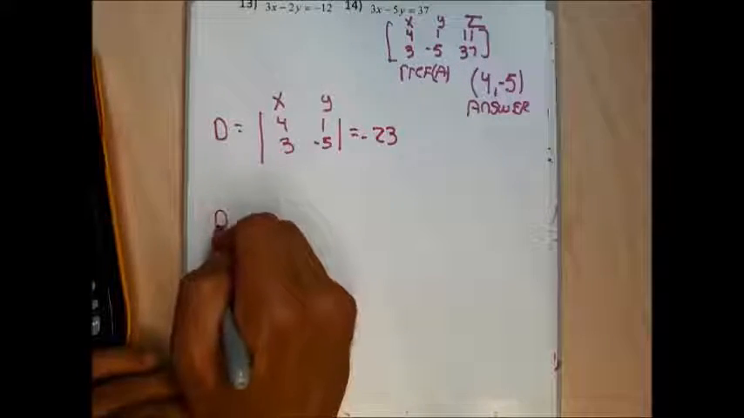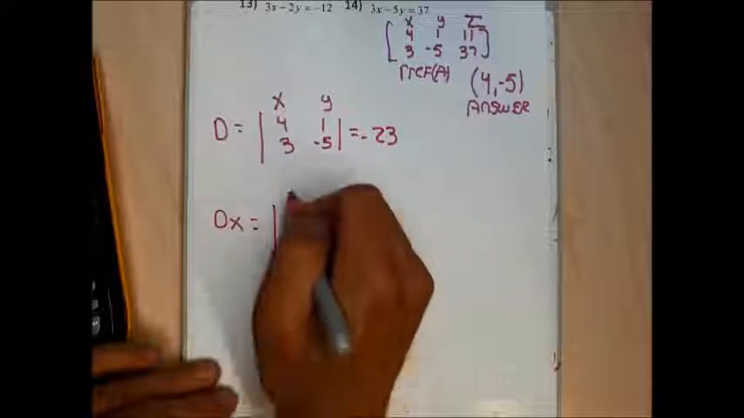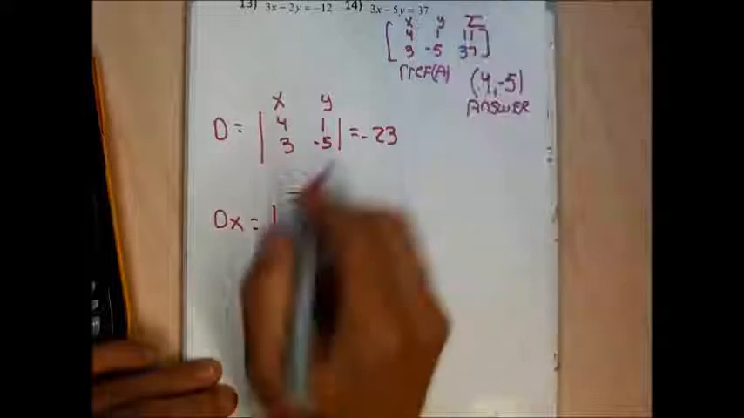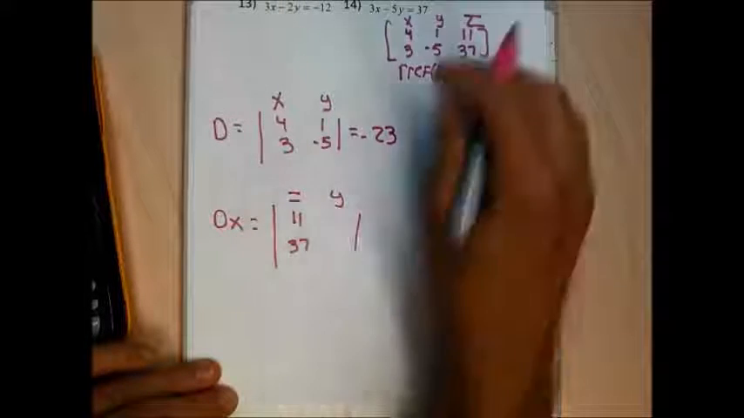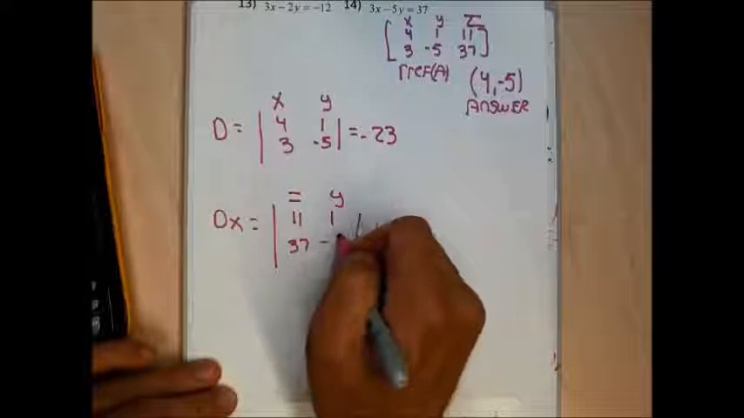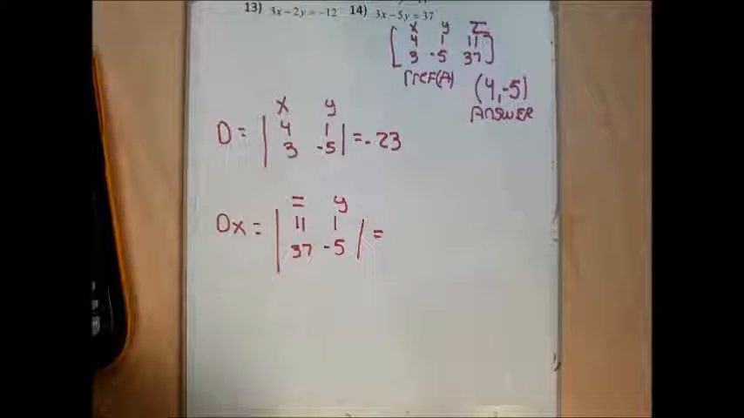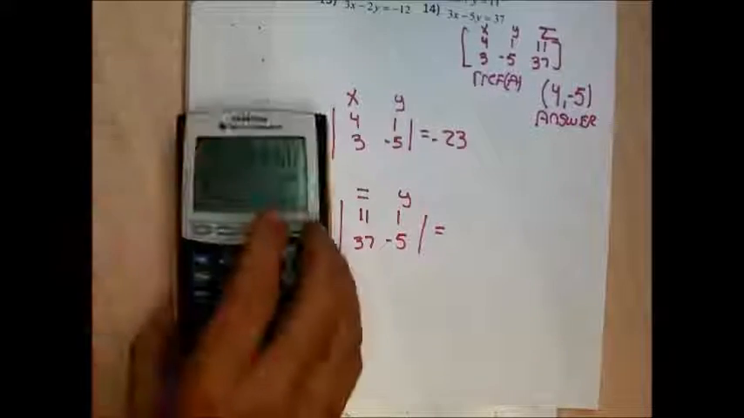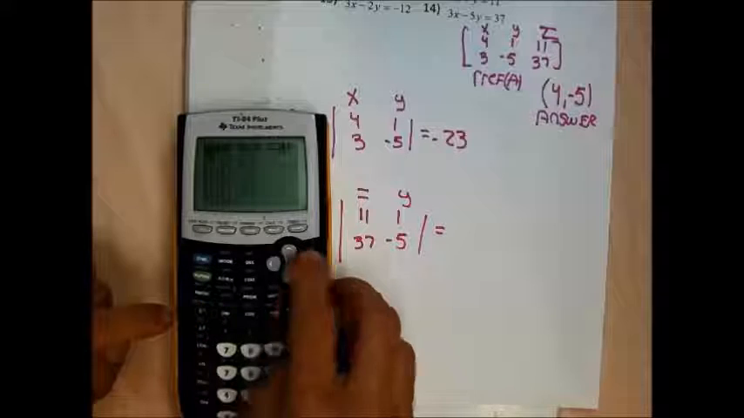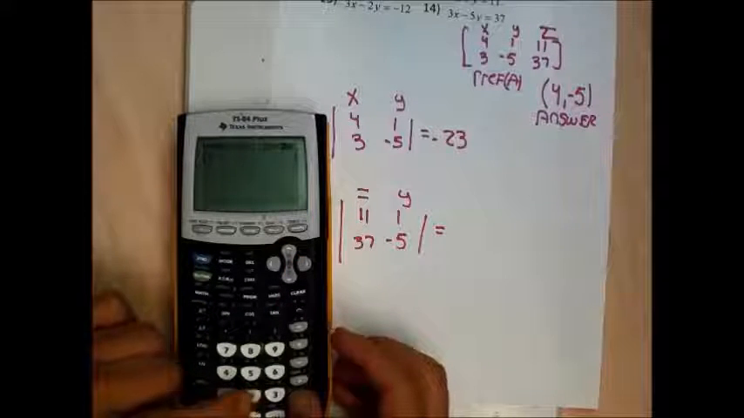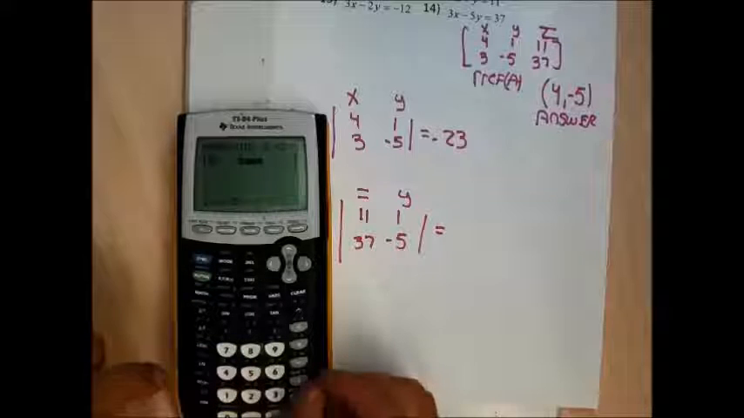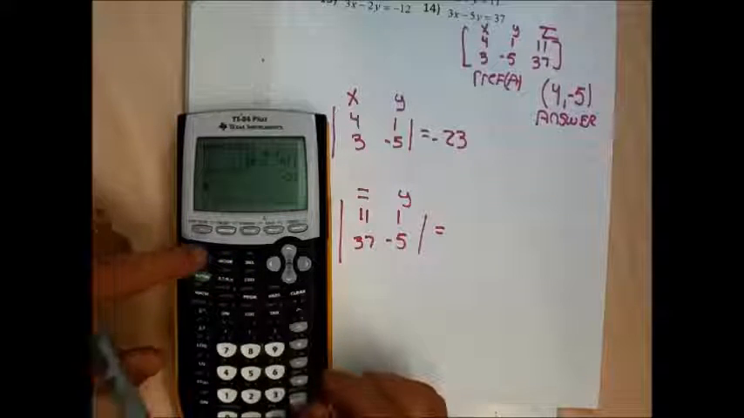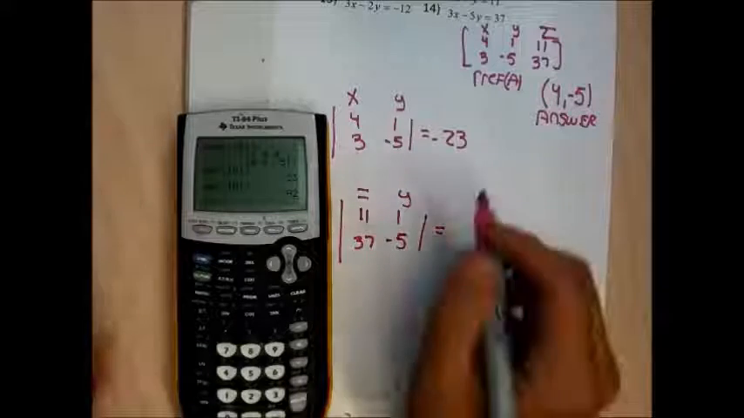Now I'm going to find D sub x. D sub x has the numbers from the equal column first, which are 11 and 37. Then the numbers from the y column, which are 1 and negative 5. I'm going to figure out what D sub x is real quickly by entering a 2 by 2 matrix that has 11, then 1, then 37, then negative 5. Second quit, second enter, enter, and get negative 92.